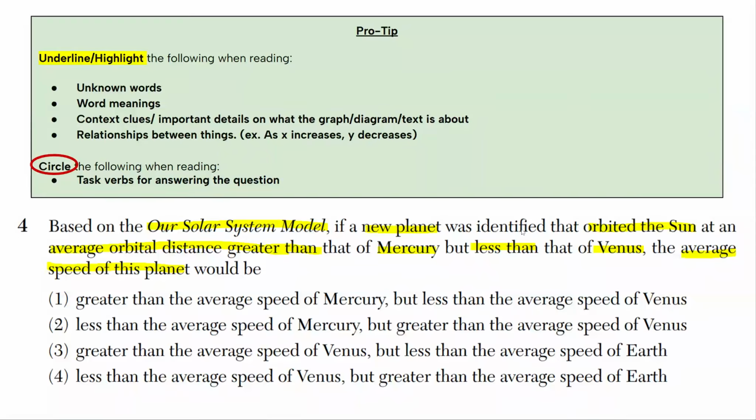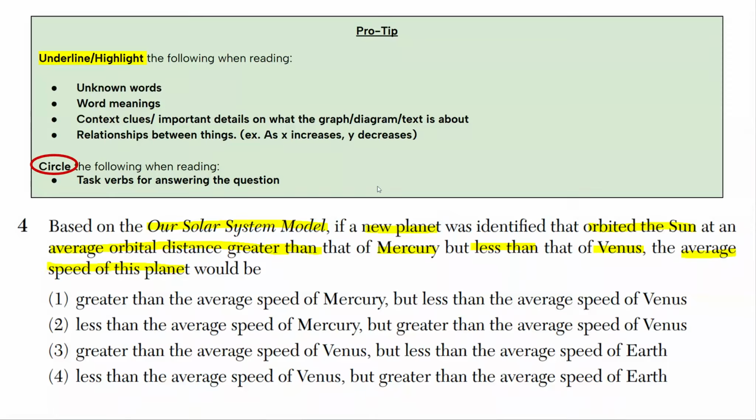If a new planet was identified, I'm going to highlight new planet because it's giving me a clue on what this question wants me to answer. A new planet was identified that orbited the sun, so this planet must orbit the sun, and I'm going to highlight that, at an average orbital distance greater than that of Mercury. This seems to be a relationship. So I'm going to highlight average orbital distance. That's what it wants from me, but it needs to be greater than Mercury. So I highlighted Mercury, but it also needs to be less than Venus.